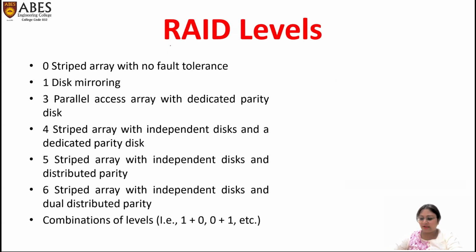There are various RAID levels. Level zero is also known as striping the array with no fault tolerance. Second is disk mirroring. Third is parallel accessing array with dedicated parity. Level 4 means striping data into independent disks with a dedicated parity disk. Level 5 is a striping array with independent disks and distributed parity. Level 6 is a striping array with independent disks and distributed parity, and there is a combination of various levels, or you can say the nested levels. These are the various levels that we will further discuss in this video.